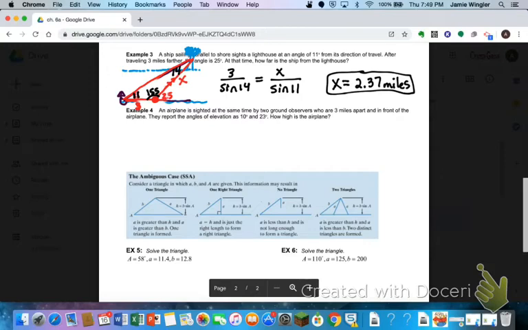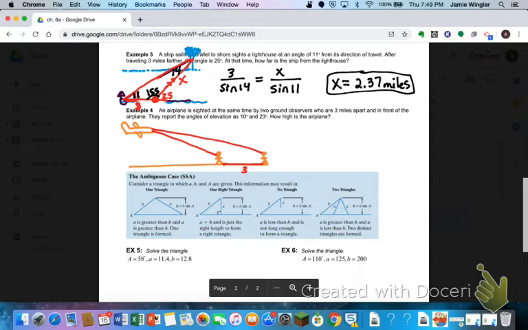On the next example, an airplane is sighted at the same time by 2 ground observers. So here's my airplane, and here's the ground. So this airplane is spotted by a ground observer right here. Give him some arms. And a ground observer over here. These ground observers are 3 miles apart.